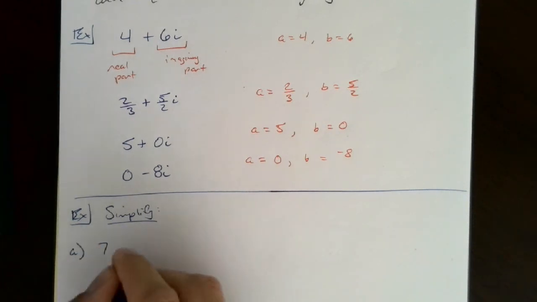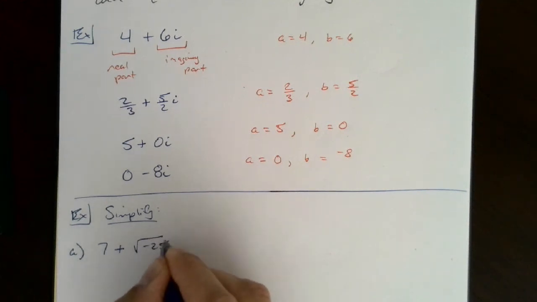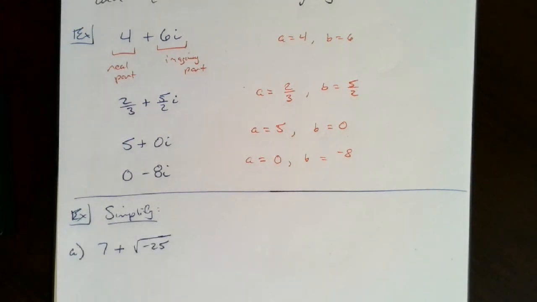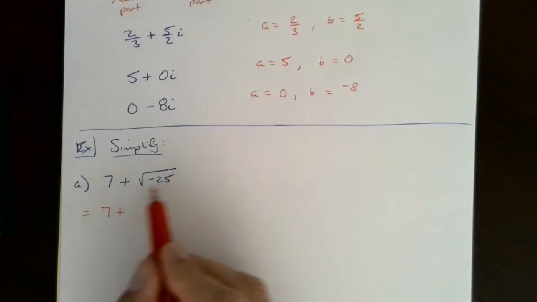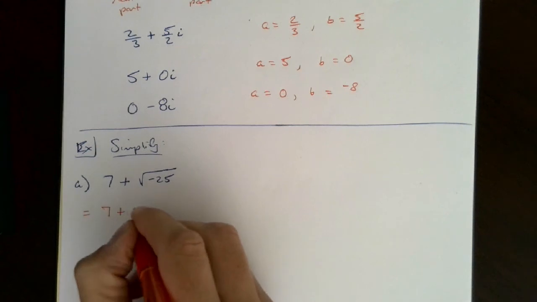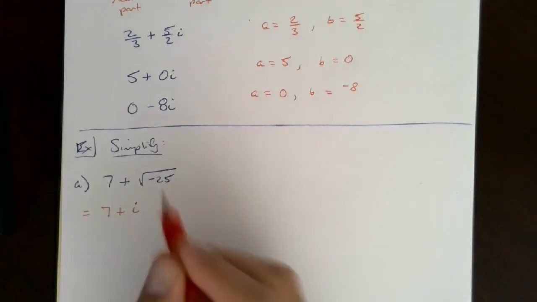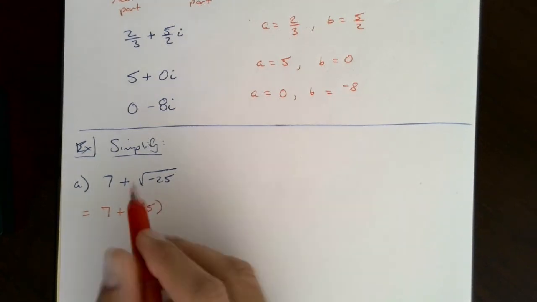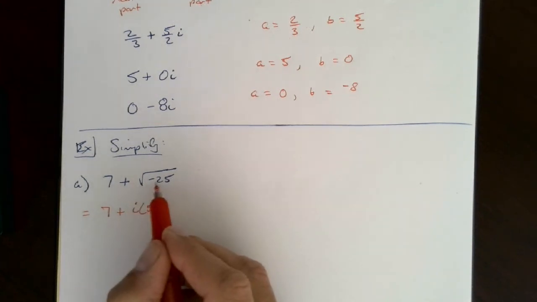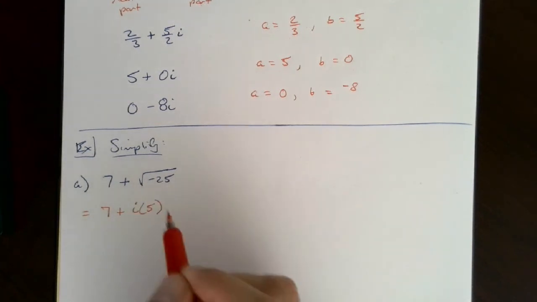So if I started with just 7 plus, let's say, the square root of negative 25. Well, simplifying this, 7 stays 7, plus, now the square root of negative 25, remember how this works. The square root of a negative tells you that you're going to have a factor of I, times the square root of 25, which is 5. So you can't take the negative out of here. Sometimes people try to do that. You can't because it's inside the square root. You can't factor it out.